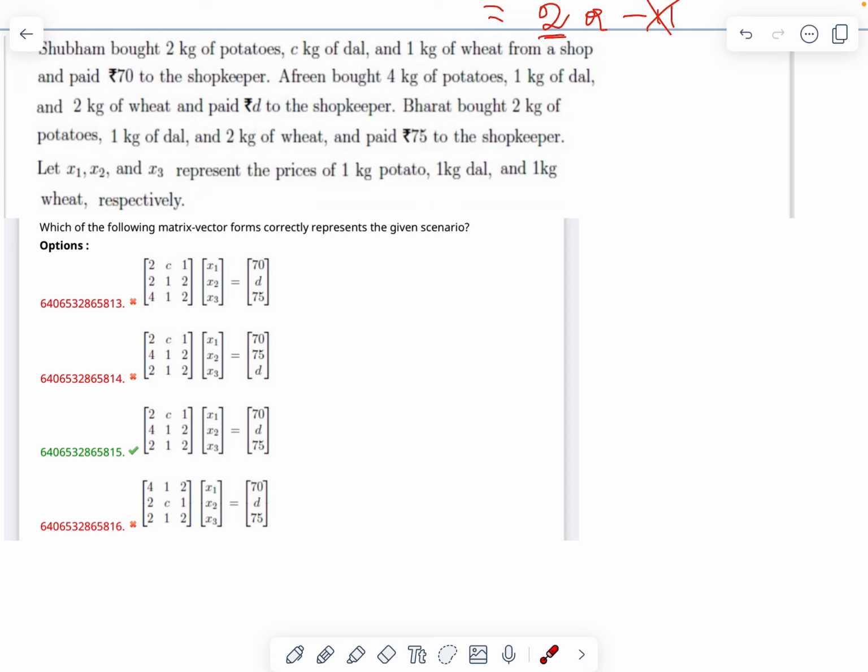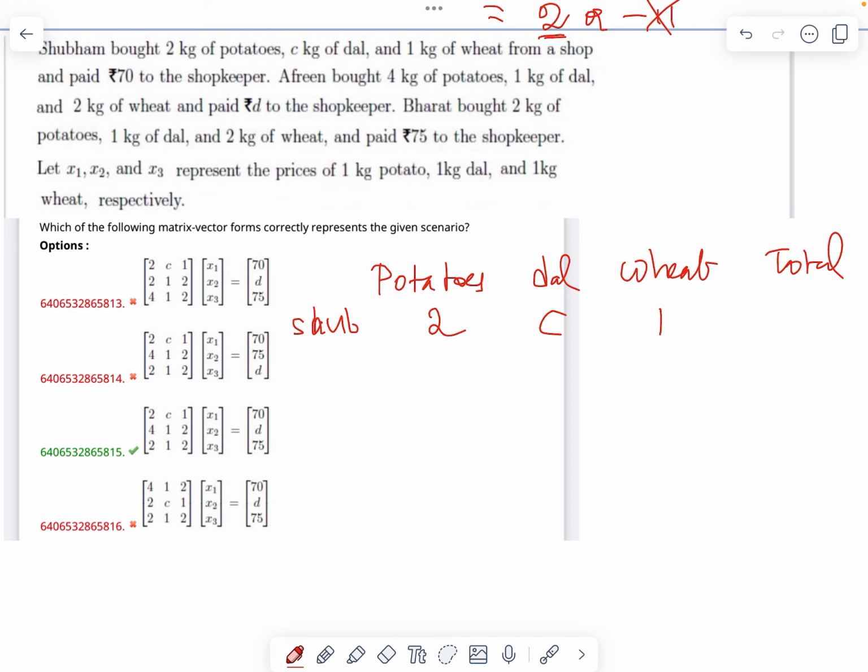Okay, fine. This question is very easy. You should write from the content what they have given. We can separate it into potatoes, dal, wheat and total. They are saying Shubham bought, I'm writing the short form, SHU. Shubham bought 2 kg of potatoes, 3 kg of dal and 1 kg of wheat with a total cost of 70.